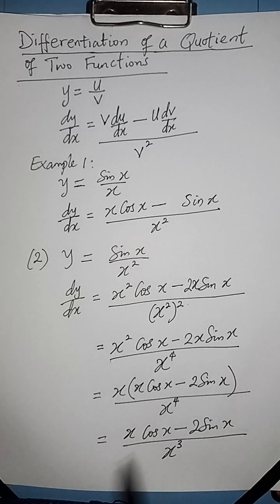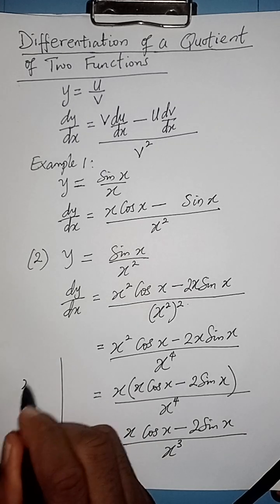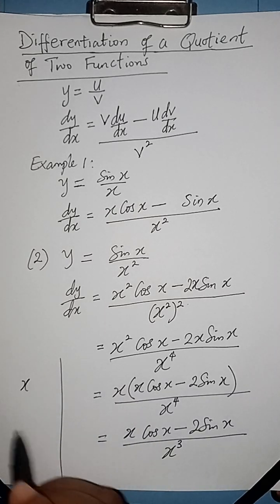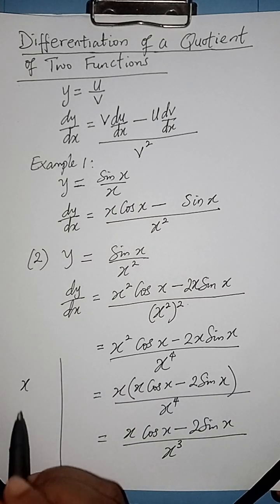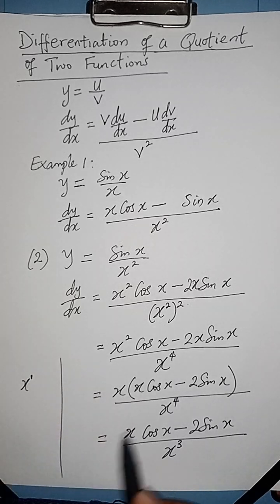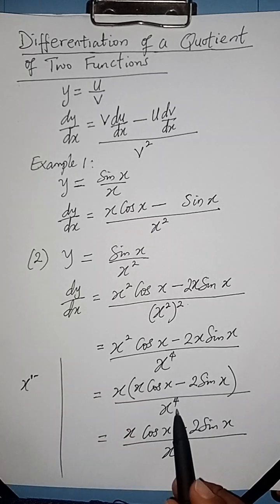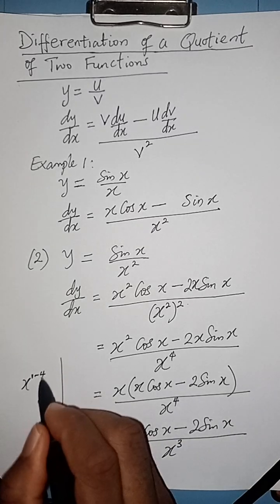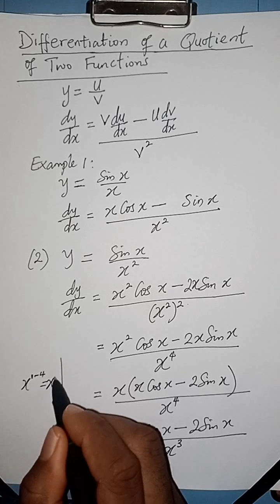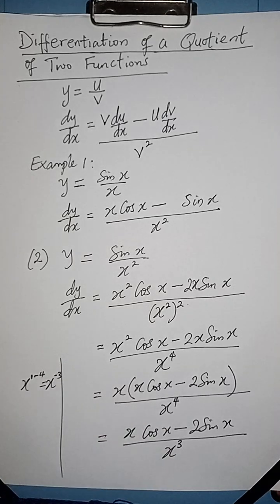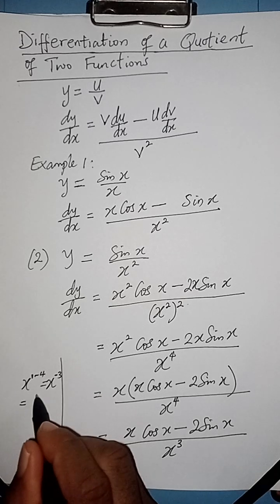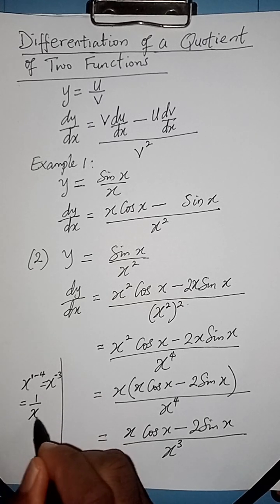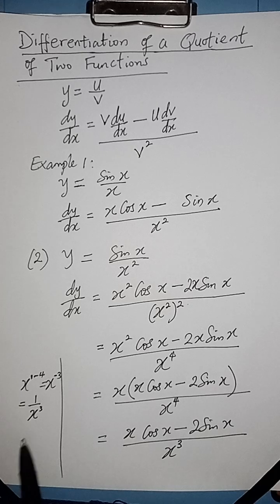This is like from indices. For example, if you recall, this is x, this x, division means minus. So the power here is 1 minus the power here, it's 4. And that gives you x raised to the power minus 3, which is the same thing as the inverse, x raised to power 3. So it means the x raised to power 3 will be at the denominator. That's why you have it this way.